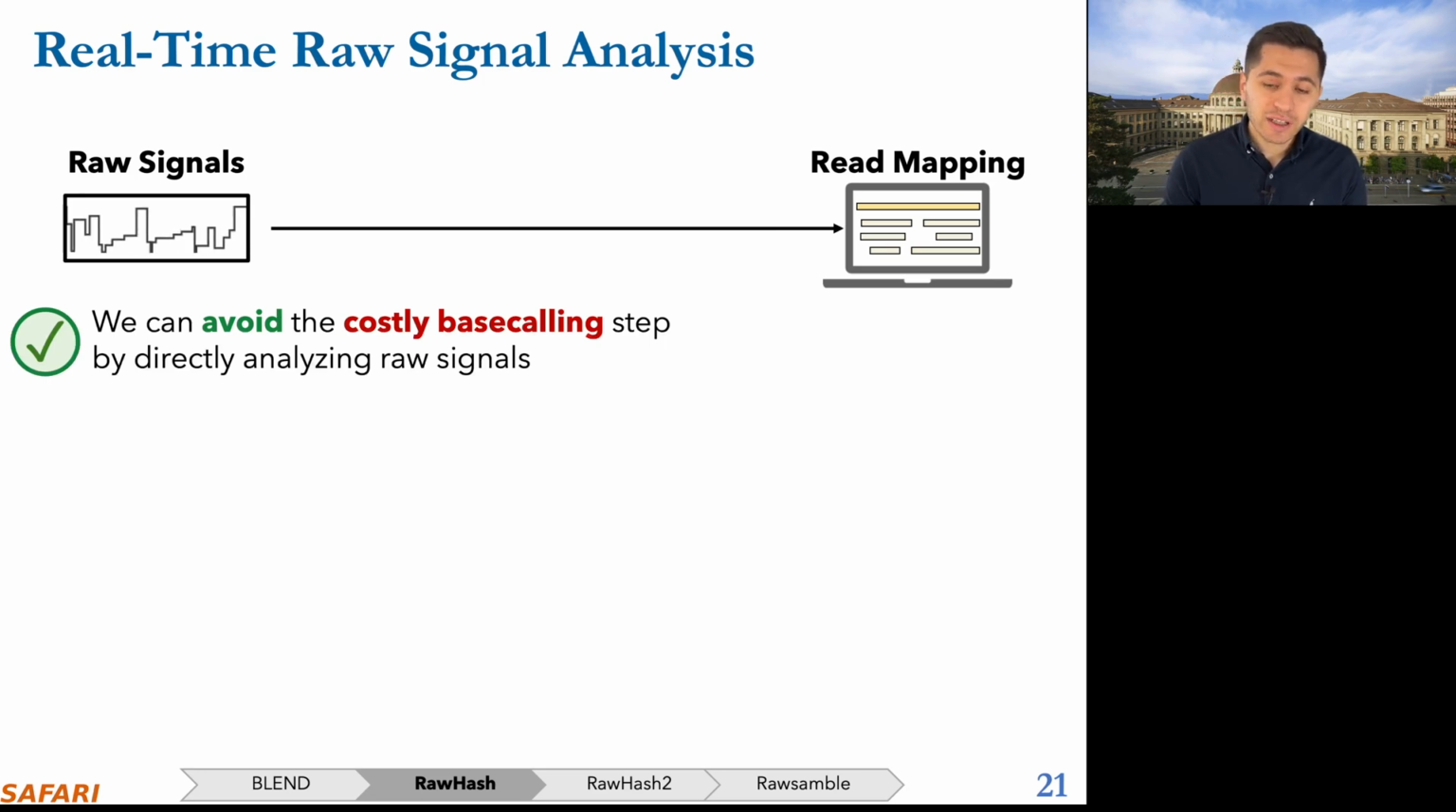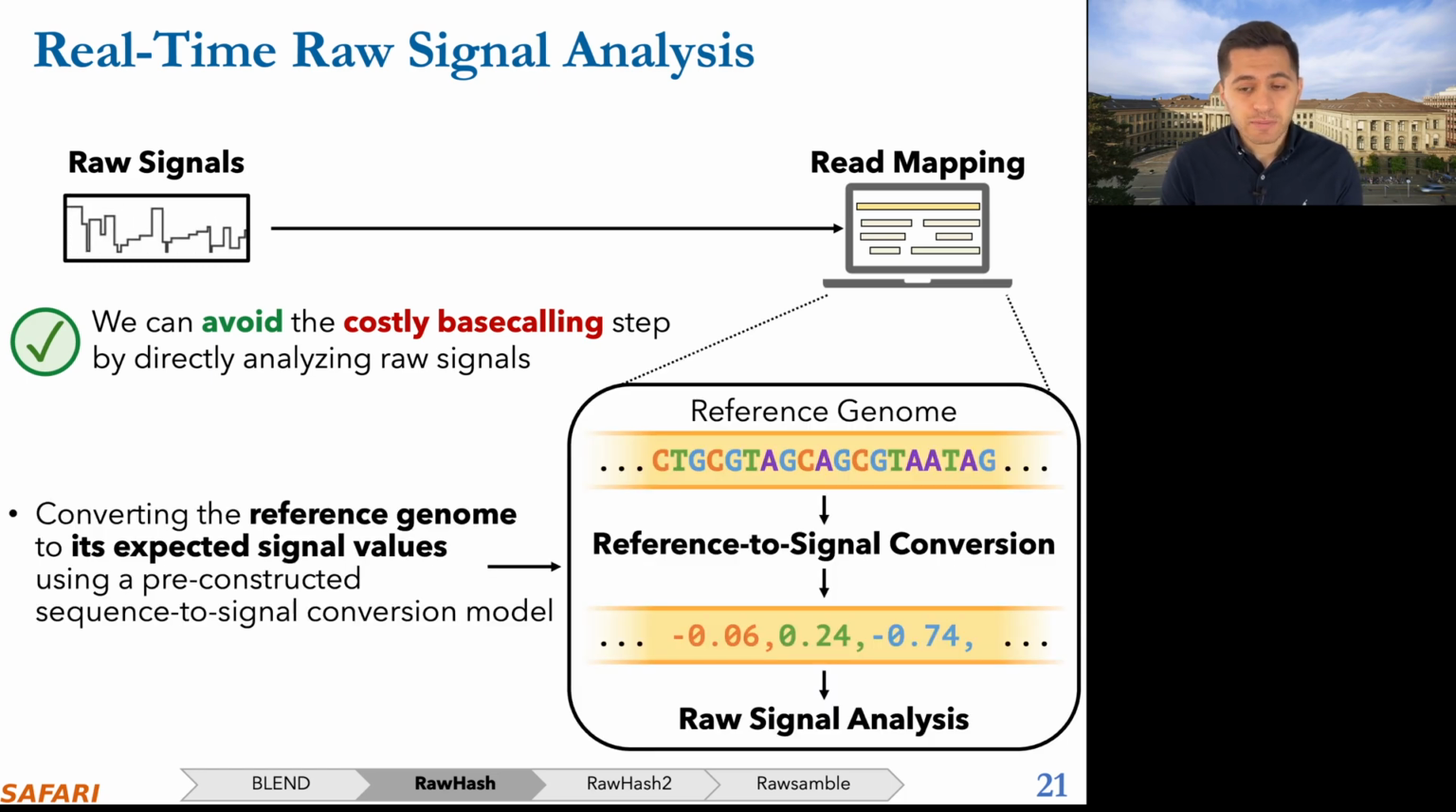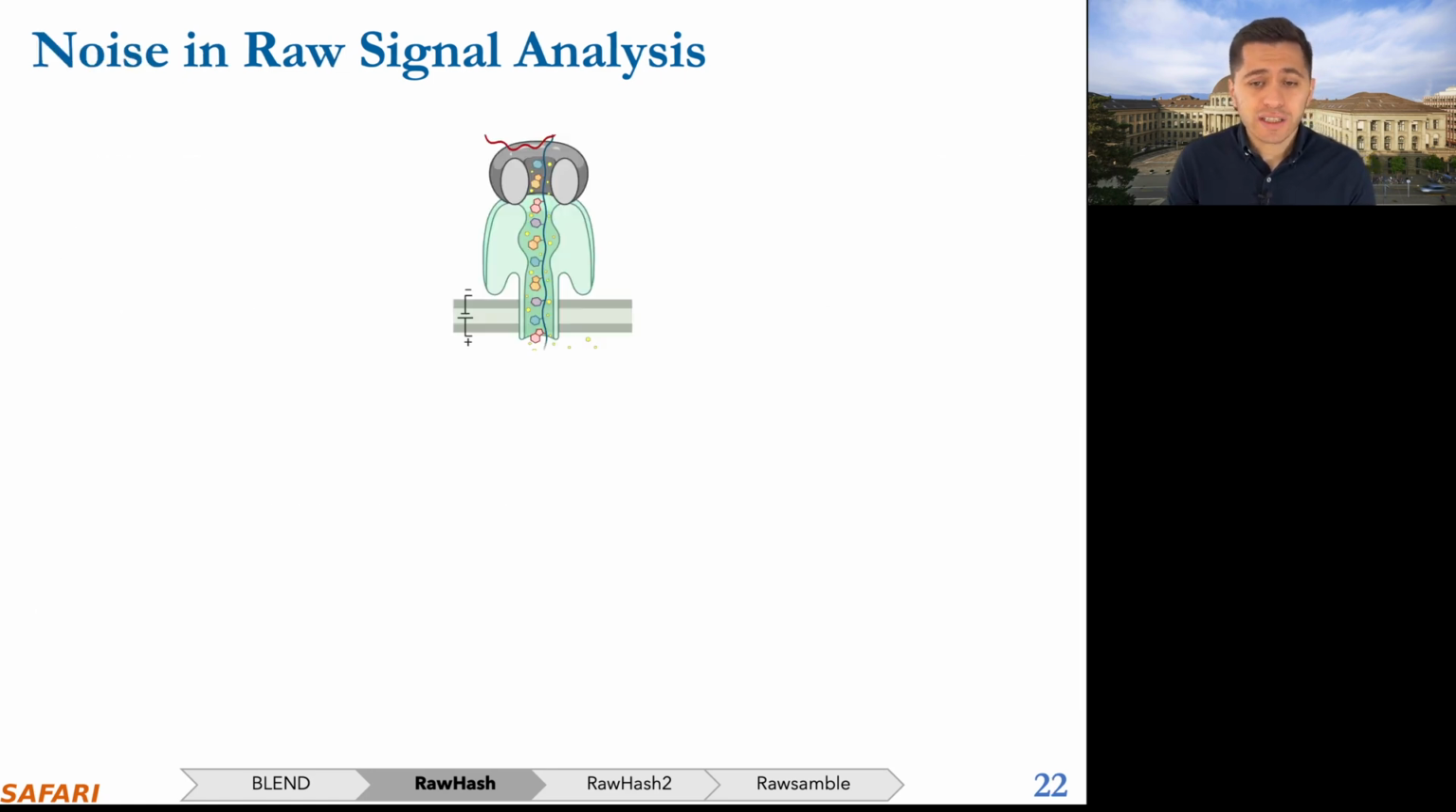An alternative way is to avoid the base calling step by directly analyzing raw signals. This approach typically starts by converting the reference genome into its expected electrical signal values using a pre-constructed conversion model, followed by the analysis of raw signals. However, raw signal analysis is noisy.